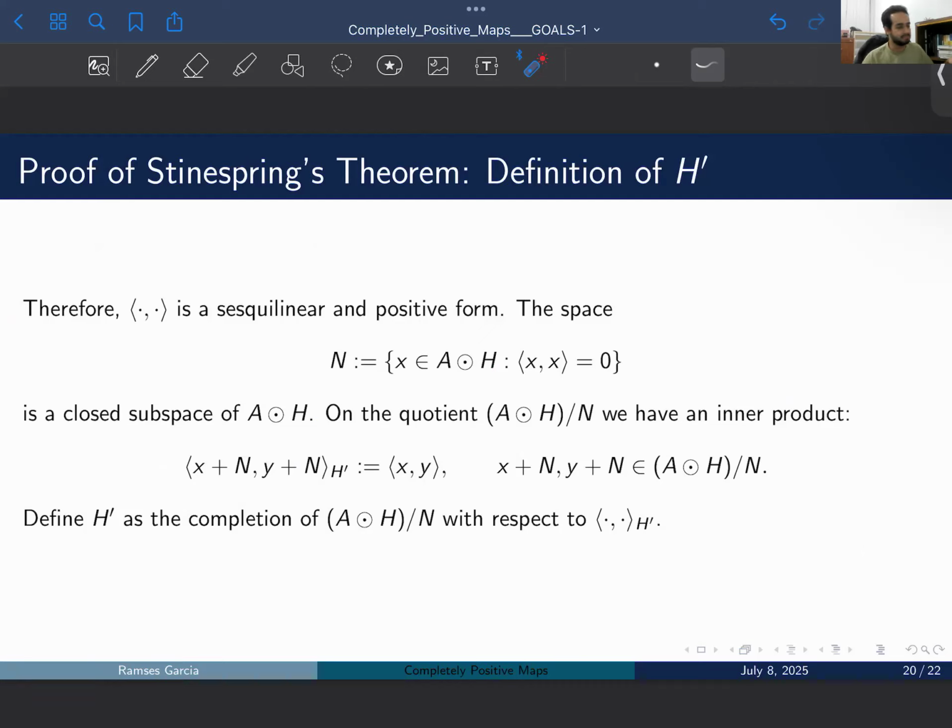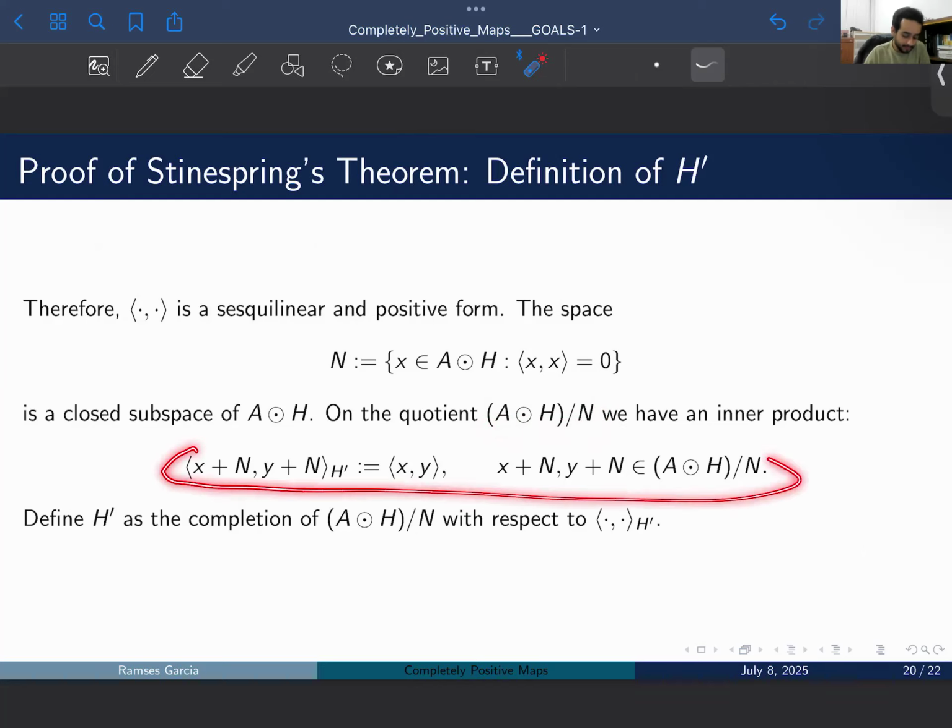The next is going to be just replicate what you already know for the GNS construction. We conclude that this is a sesquilinear and positive form. We consider the subspace N as those elements that under that form are zero. And we need to show that this is a closed subspace of the tensor product. After that, we mod out by this subspace. And in this new vector space, the form becomes an inner product.